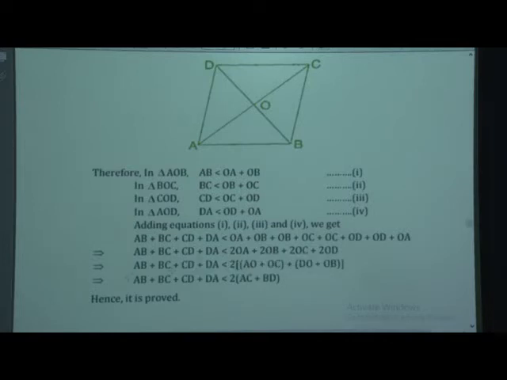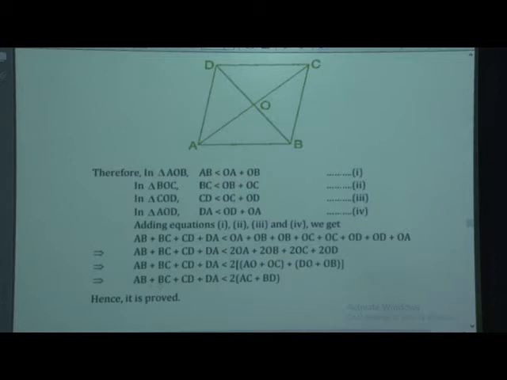Now AB plus BC plus CD plus DA is smaller than 2 times, we are writing all these 2 common, we are taking outside. Inside the bracket we will write AO plus OC. What is AO plus OC? It is nothing but a diagonal. So we are writing together here plus DO plus OB, which is another diagonal. So we are writing in another bracket. Here we are taking 2 as common outside the bracket.